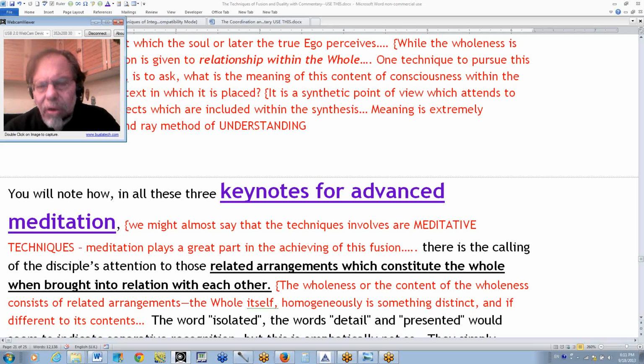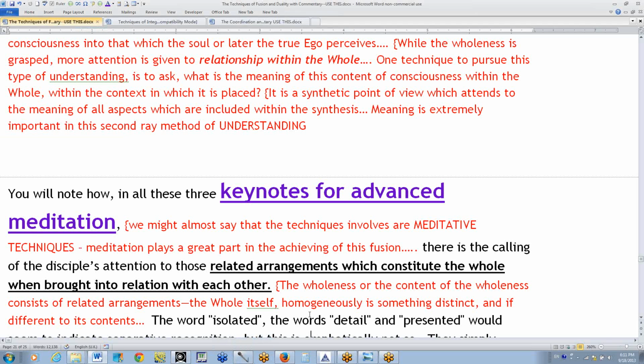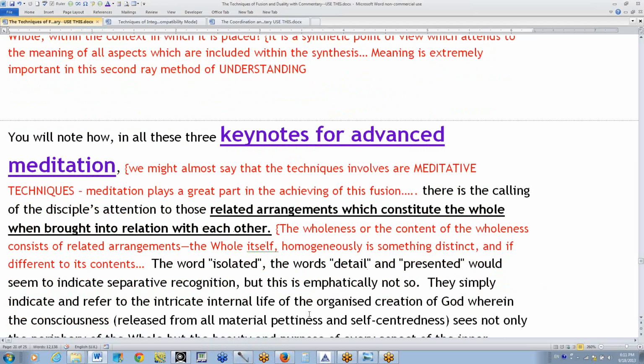To perceive the wholeness and to perceive the contents can at first be two different perceptions, and then later the two can be perceived together without compromising either of the perceptions. The word isolated, the words detailed and presented for presented attributes would seem to indicate separative recognition. But this is emphatically not so.